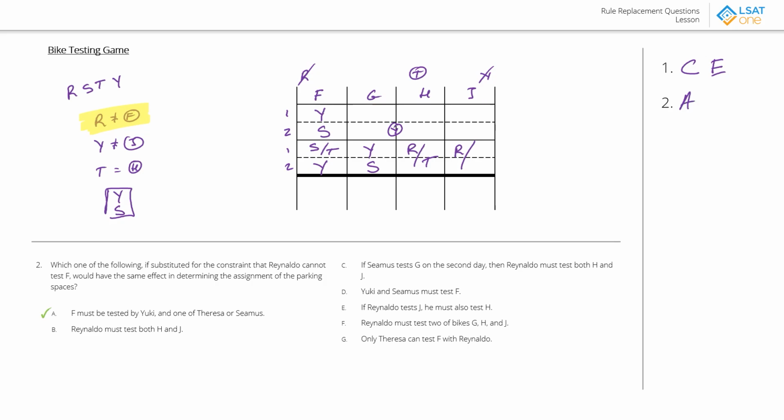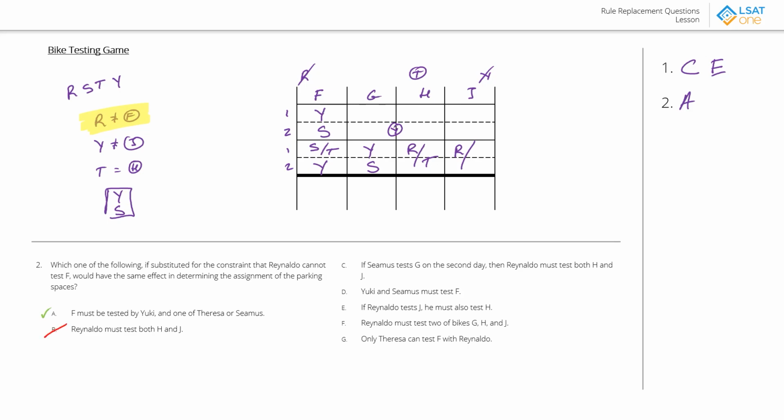Next, B. R must test both H and J. Now, this would get the job done because it would ensure that R cannot go into F. But the thing is, you'll notice that this didn't have to be true, because in the top scenario, we actually could have had R in G as one of his bikes instead. So since that never had to be true, we can disqualify this.